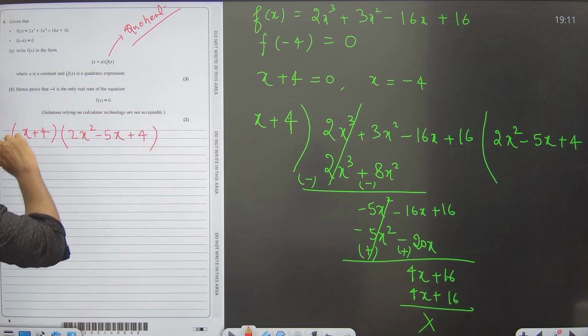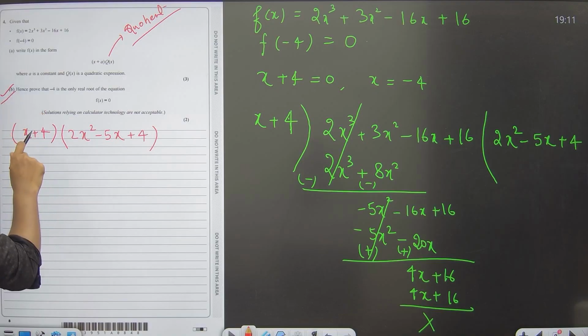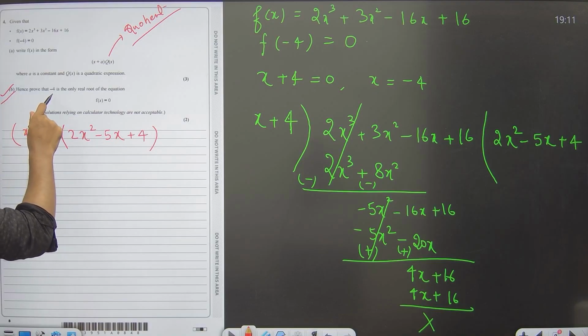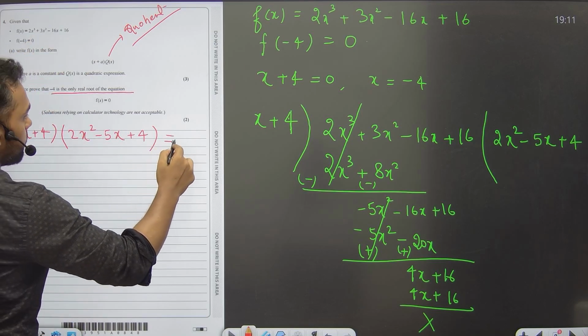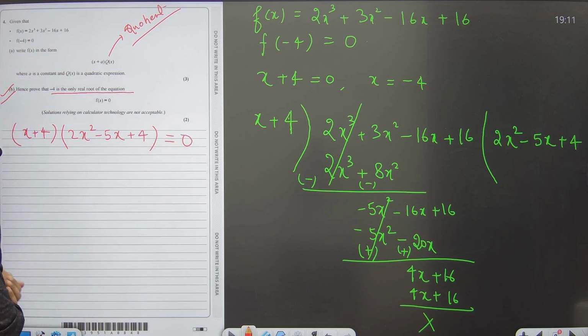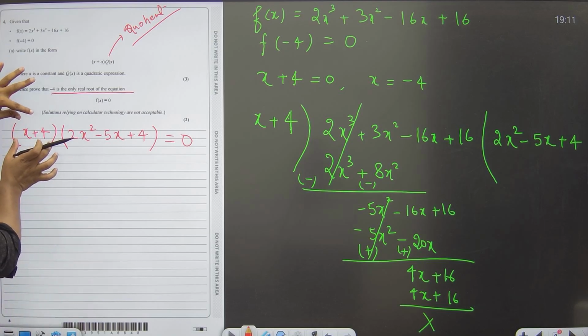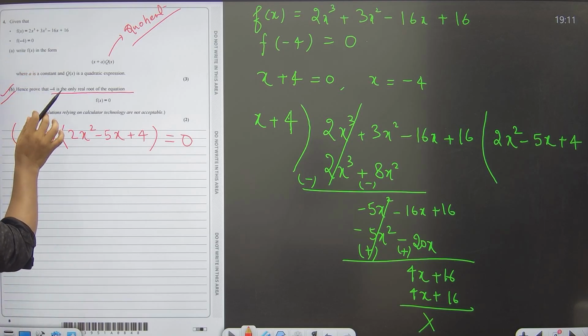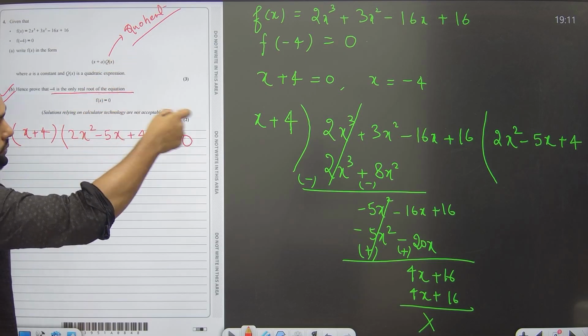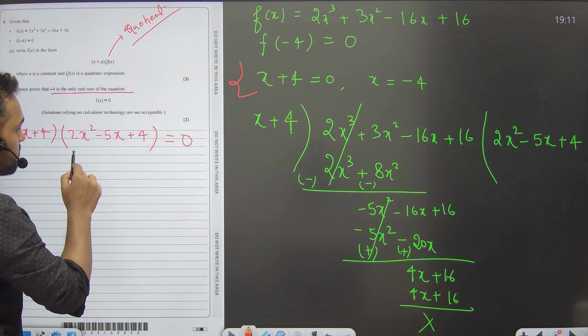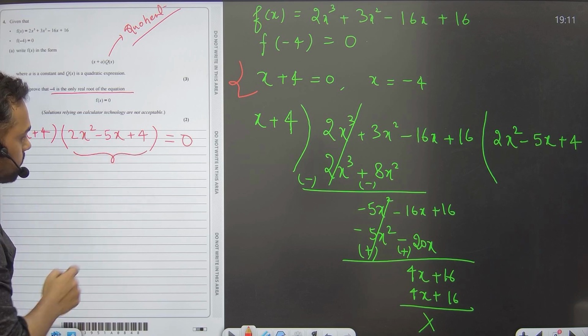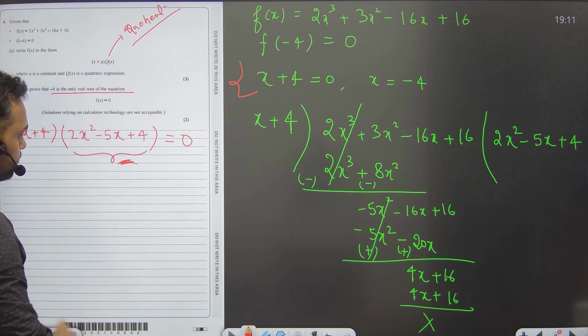Now comes the next part, that is hence prove that negative of 4 is the only real root of the equation. This is the only real root of the equation. Okay, now we have already this part and they have already told you that negative of 4 is one of the roots, and we have already calculated and I've shown you here as well. Now let's take this part only. This part we are considering.